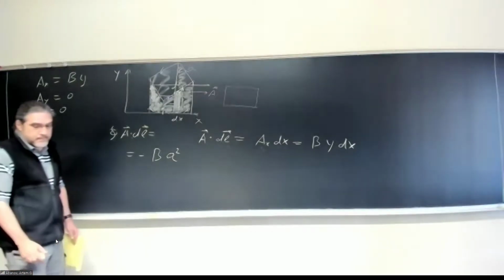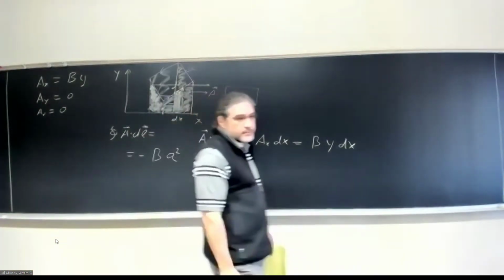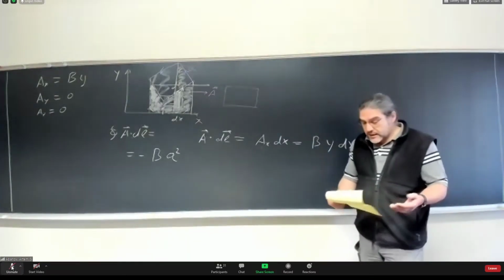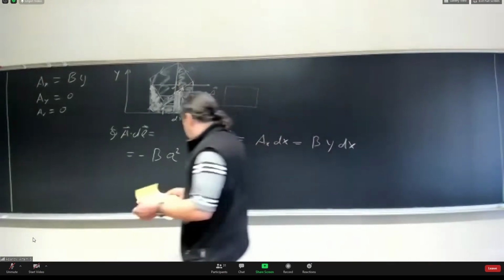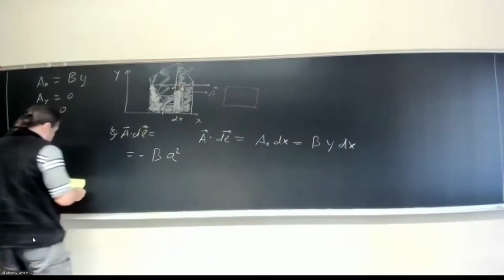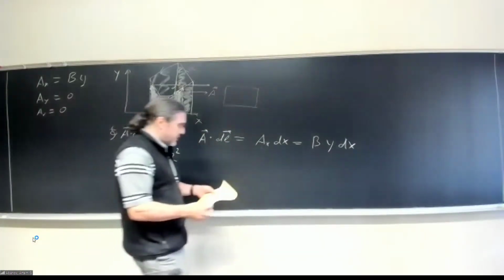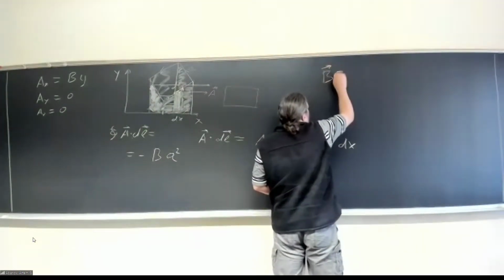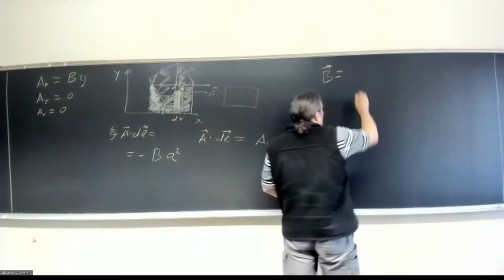Does that make sense? Yes. So this is the total circulation. And the next part of the problem was to compute what the magnetic field is here. The magnetic field equals the curl of vector A.